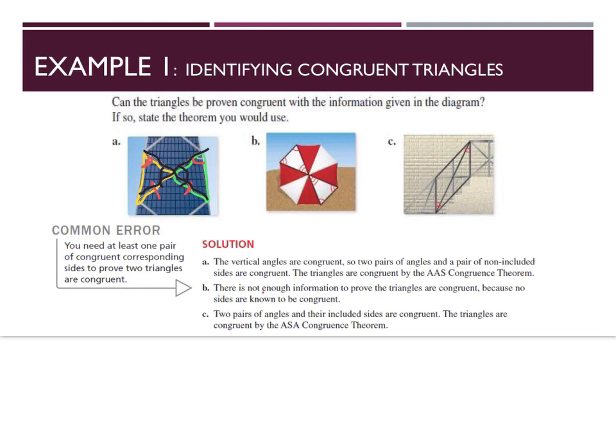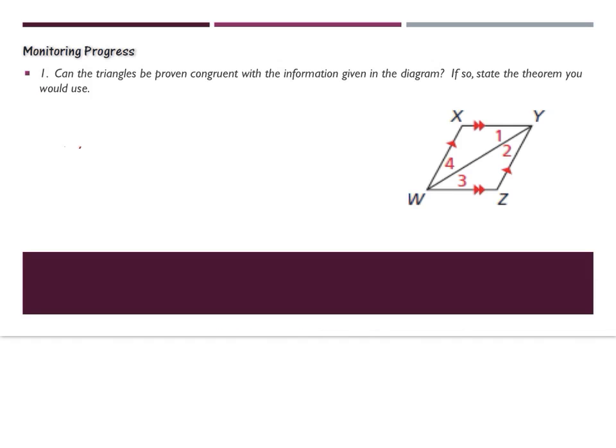And then part C, two pairs of angles and their included sides are congruent, so the triangles are congruent by the angle-side-angle congruence theorem. All right, so let's see. In this picture, can the triangles be proven congruent with the information given in the diagram? If so, state the theorem you would use.